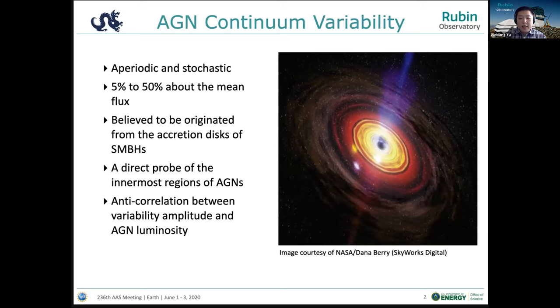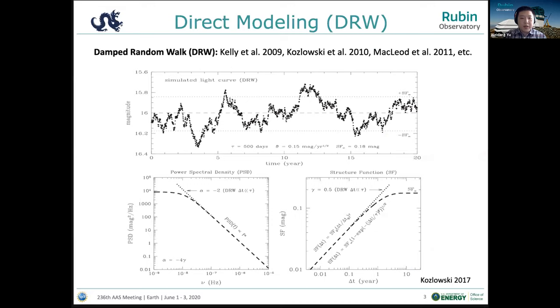Not until very recently have there been enough good data to do direct modeling of AGN variability using light curves. One of the most popular methods used to do such tests is called the damped random walk model. The power spectral density of a DRW model features a fixed slope of minus two at high frequency and a turnover at low frequency. The structure function of a DRW model has a fixed slope of one half, and it will plateau after some decorrelation time scale.